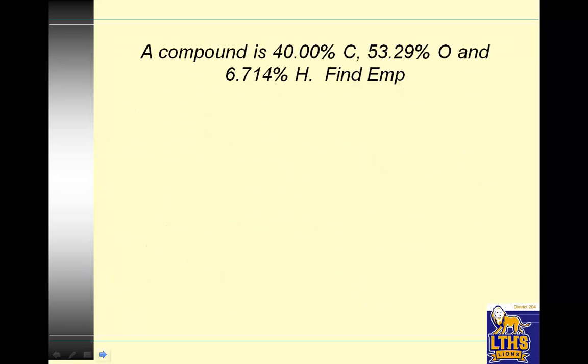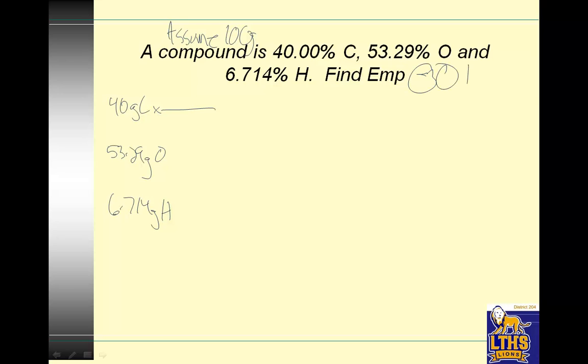And that's it. A compound is 40% carbon, 53.29% oxygen, and 6.714% hydrogen. Find the empirical formula. Again, assume 100 grams, because we can pick whatever we want. So that means I get 40 grams of carbon, 53.29 grams of oxygen, and 6.714 grams of hydrogen.